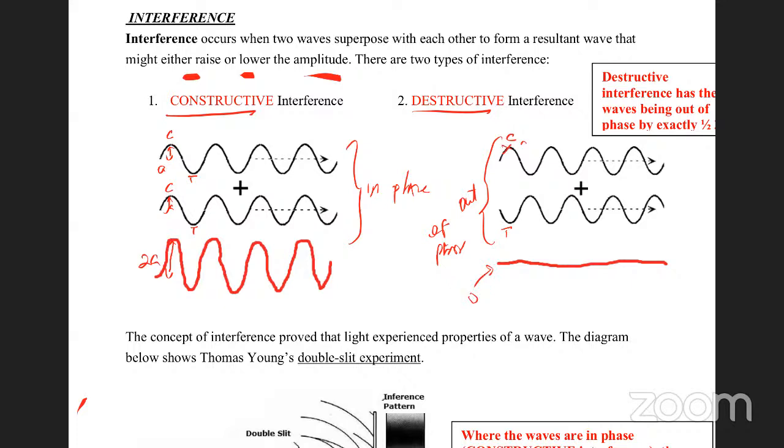If this value is A, this value down here will be minus A. So when A overlaps with minus A, you'll get 0. When A overlaps with A, you'll end up with 2A. That's the concept of constructive and destructive interference. And there was a guy called Thomas Young who did the double slit experiment that illustrates constructive and destructive interference.